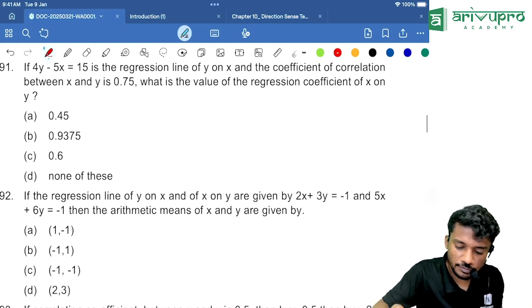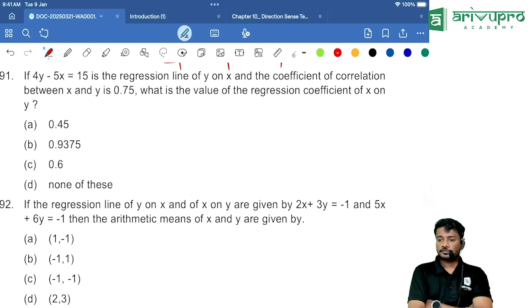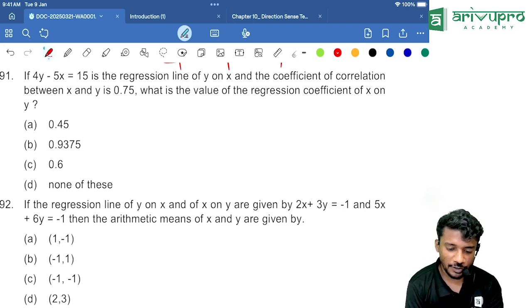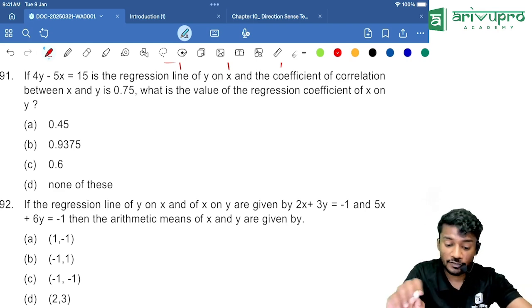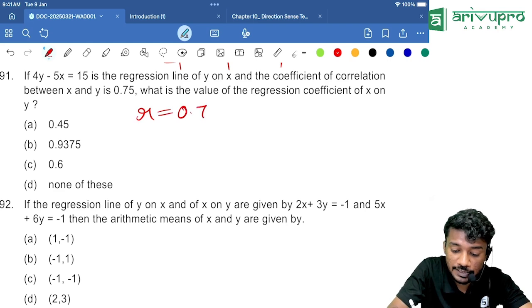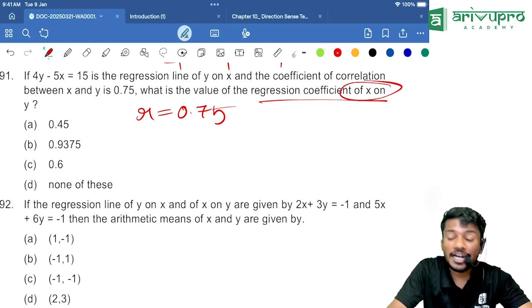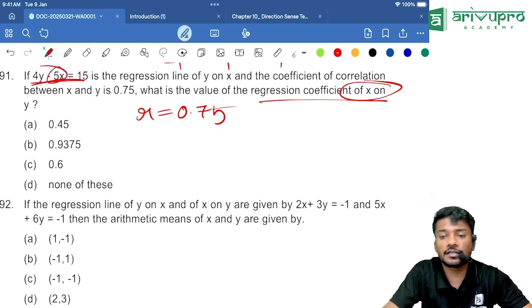Okay, next question. Can you solve it? How will you solve this? 4y minus 5x is equal to 15. Regression line of y on x. The coefficient of correlation between x and y is? Coefficient of correlation means R value is given, 0.75. Then they are asking the regression coefficient of x on y. How will you find it? Y on x is how much from the given line?